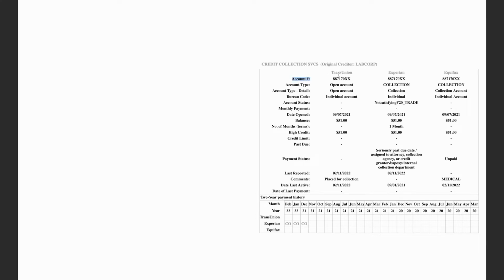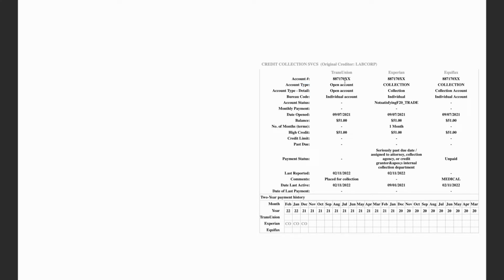What you want to do now is look at the account numbers and make sure that they're all the same. Okay, this one is all the same. Now account types. So it's different. As you can see, this one says it's an open account, this one says collection, and this one says collection. The thing is that your account types have to be accurate. Everything on your credit report must be accurate, or it has to be removed.